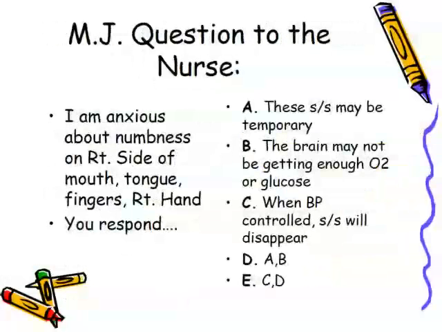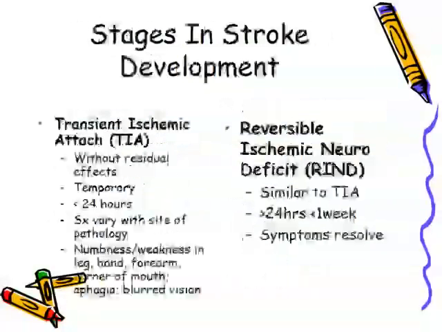The patient may question the nurse about that numbness on the right side of the mouth, the tongue, the fingers, and the hand. So the best response from the nurse would actually be D. These symptoms the patient has may be temporary, and it may be due to the brain not getting enough oxygen or glucose. We don't necessarily know that when her blood pressure is controlled that those signs and symptoms are going to be completely gone. So we really can't give that response to the patient, so C would be wrong.